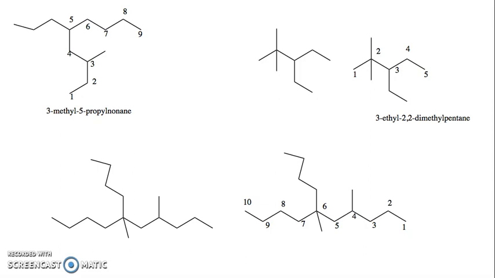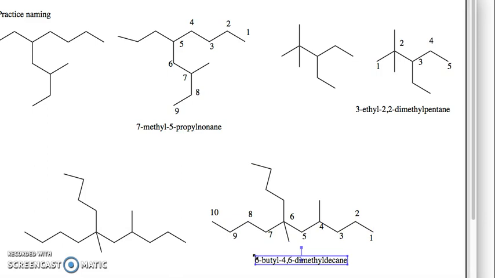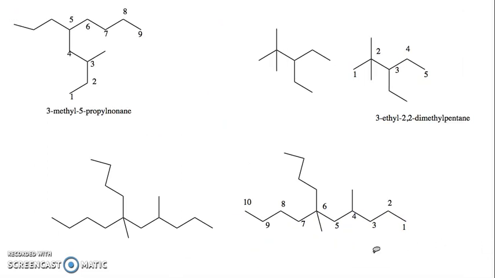So when I go and name this, we get 6-butyl-4,6-dimethyldecane. I put the butyl group first in terms of listing it because B comes before M alphabetically, so 6-butyl-4,6-dimethyldecane.